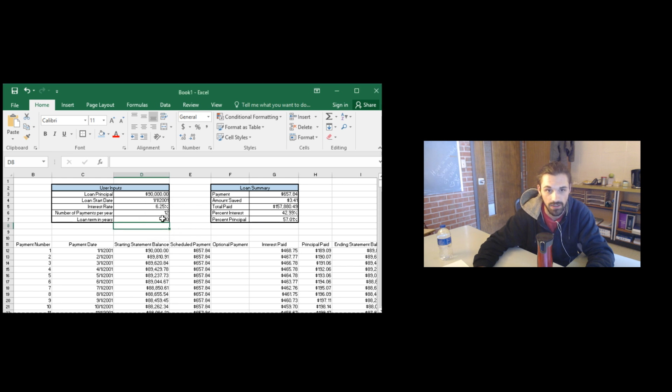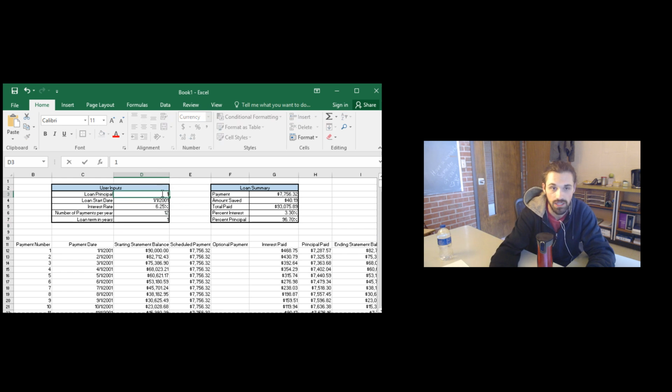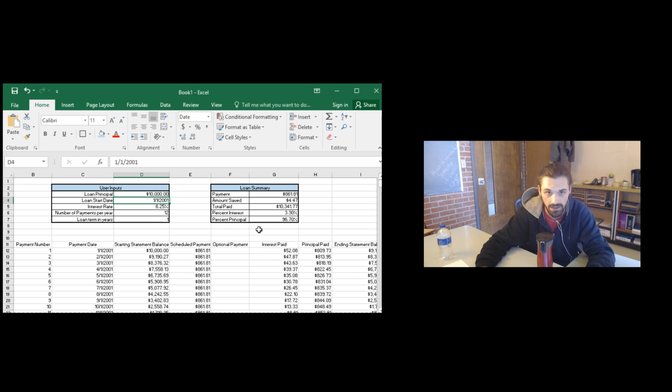And the beauty of this spreadsheet is you can quickly change the term of the loan, you can change the principal on the loan, and everything updates automatically. And that includes your interest rate. So say you want a 5% interest rate. So we are going to make this spreadsheet, which will update automatically. So let's go ahead and get started.